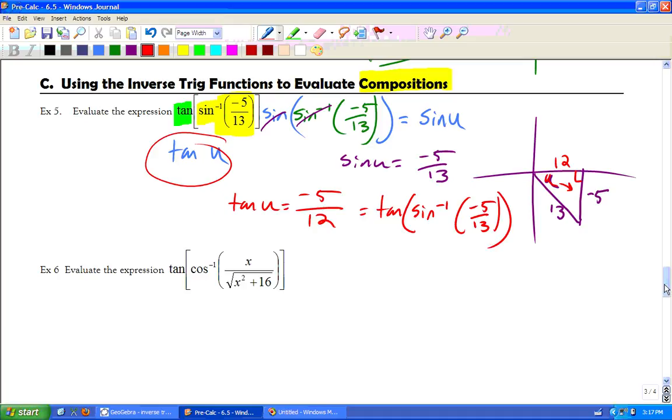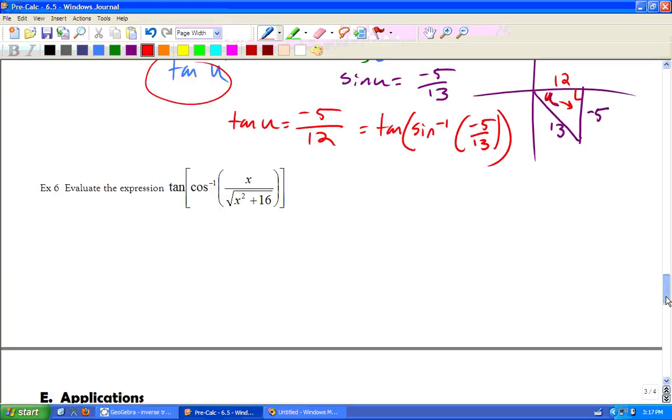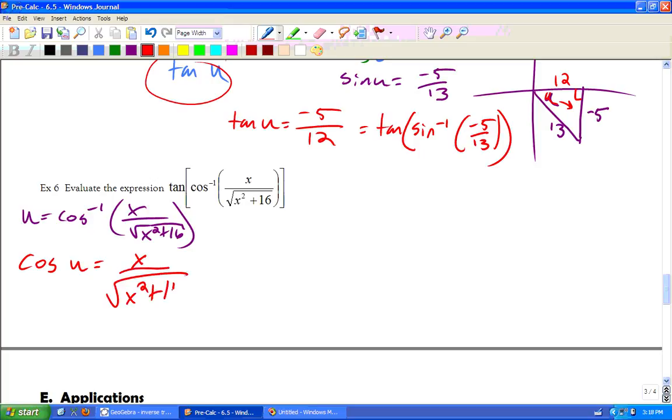I know that all of our pre-calc teachers are probably going to hit these pretty hard. Next, evaluate the expression tangent of the cosine inverse of x over the square root of x squared plus 16. It looks big, it looks intimidating, but we're going to follow the same process. We're going to say that u equals the cosine inverse of x over the square root of x squared plus 16. The reason is that u is just some angle, and we're looking for the tangent of whatever this angle is. To set up the triangle, we take the cosine of both sides and get the cosine of u equals x over the square root of x squared plus 16.